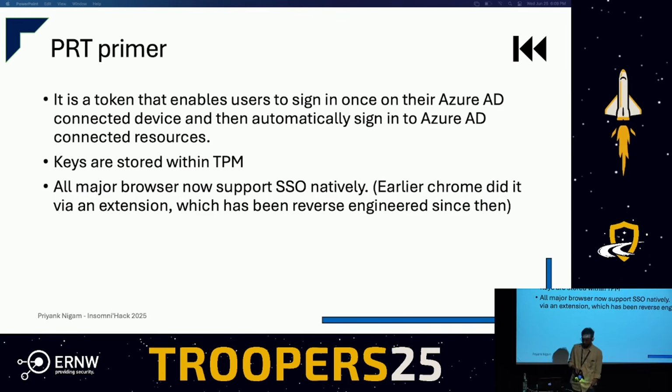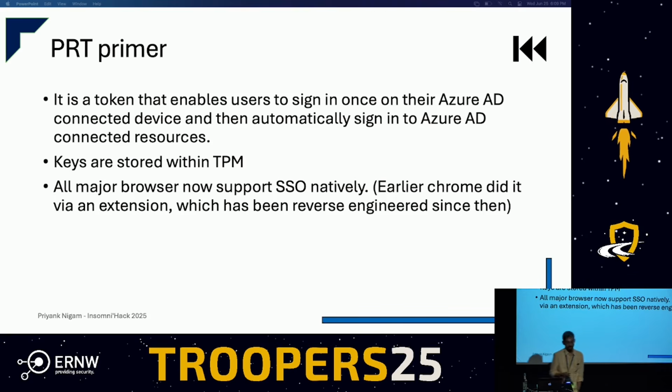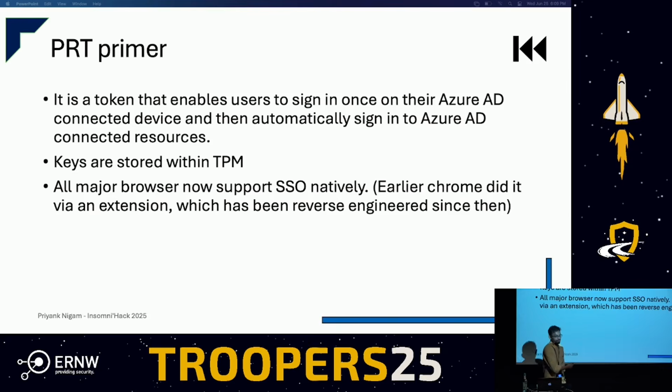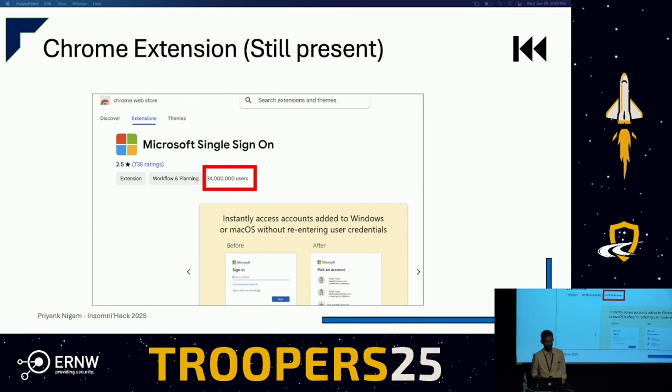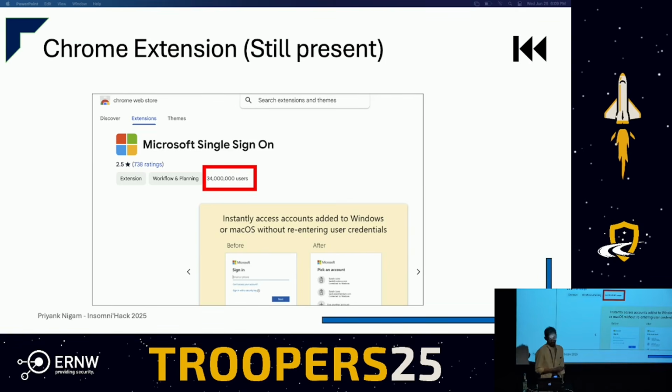Earlier it was only Edge, but Chrome used to do it via an extension, and some folks have actually reverse engineered that, which is very good to know, like how it actually functions. So this is still present in Chrome. It's called Microsoft Single Sign-On.